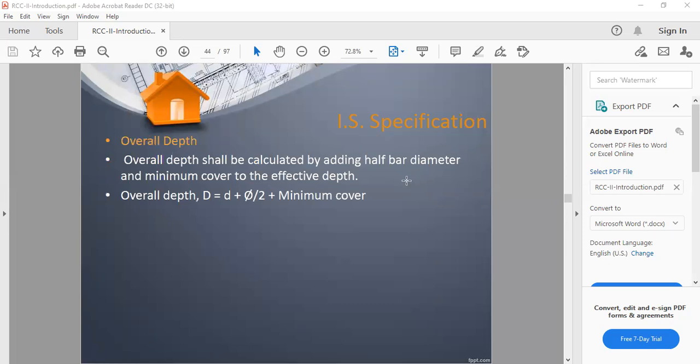Now, how to calculate the overall depth? That depends upon half the bar diameter and the minimum cover. So that's the effective depth: bar diameter divided by 2, and the minimum cover.